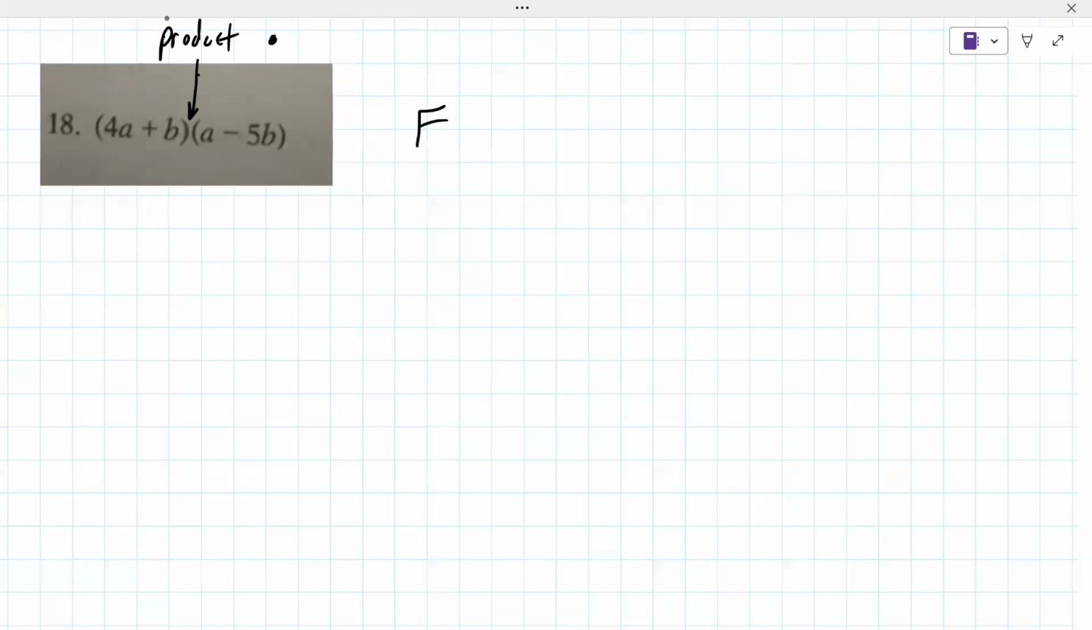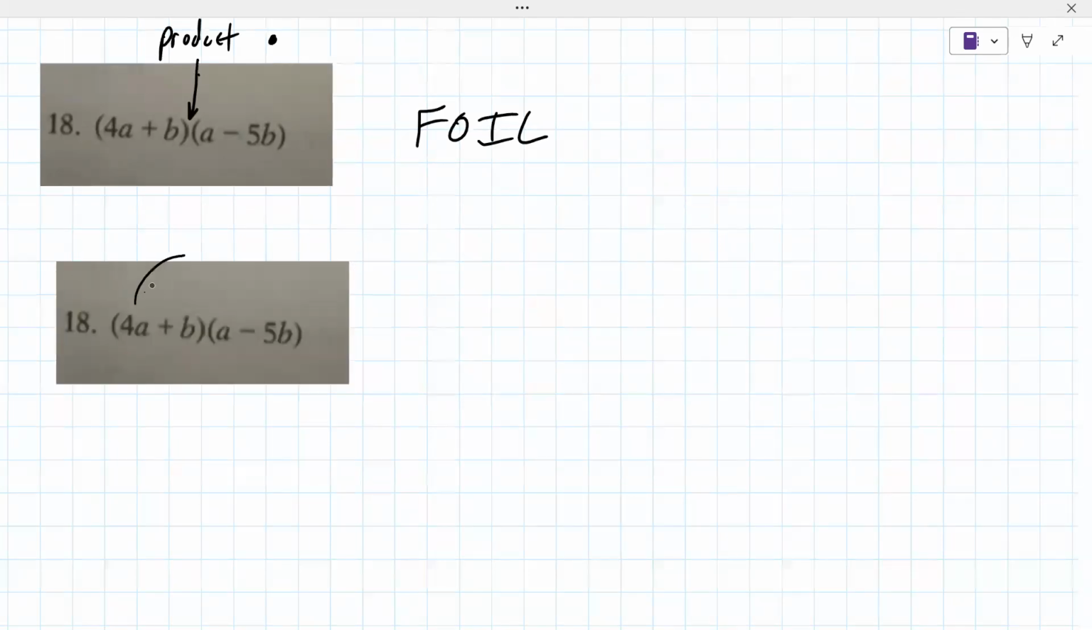Okay. So this is what's called a FOIL problem. A lot of students remember it's the rainbow method, but it's the first times the first, the outside, the inside, and then the last. We'll do that together here in pieces. So 4a times a, what does that become? 4a squared, good. And then 4a times minus 5b. What's 4 times minus 5?